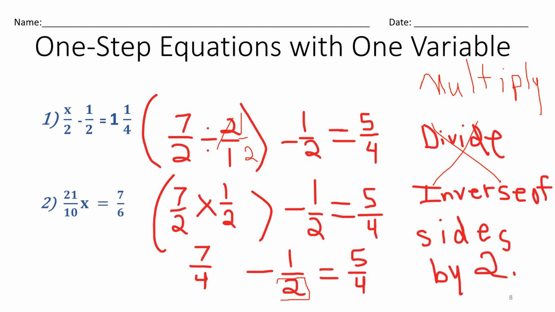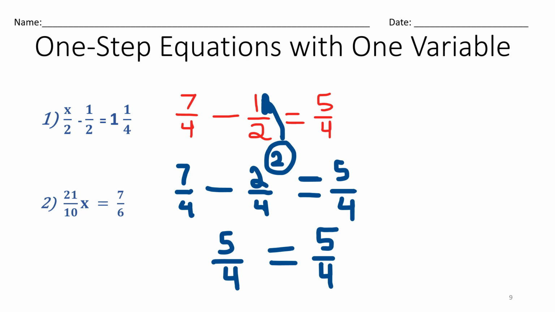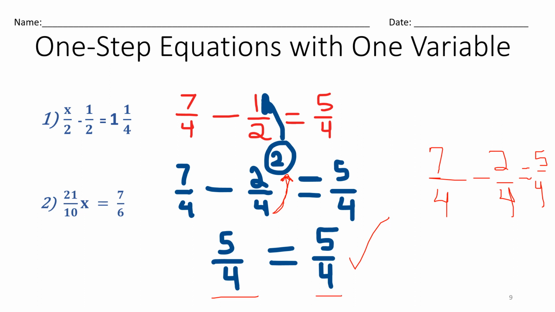You have one denominator that's different, so let's go ahead and take care of that. You're going to do the same thing. You need to get your common denominator, which is 4. 2 goes into 4 2 times, and 2 times 1 is 2. So now that becomes 7 over 4 minus 2 over 4, which equals 5/4. And 5/4 equals 5/4. Now you know that you've done the problem correctly.